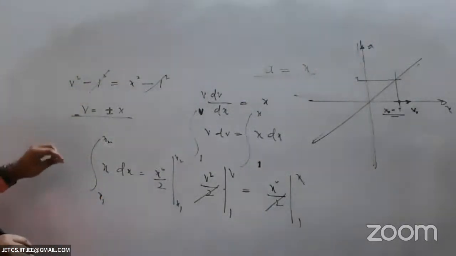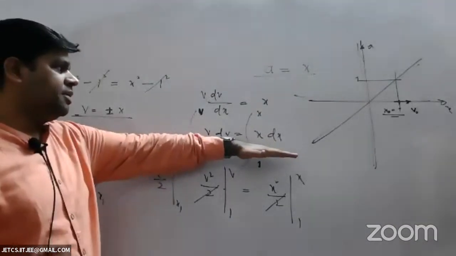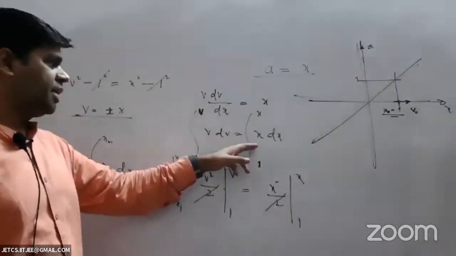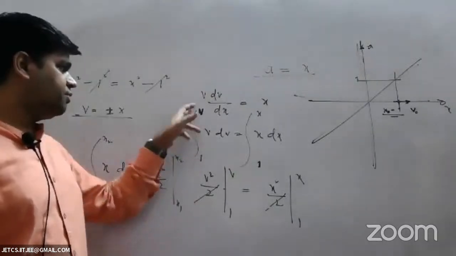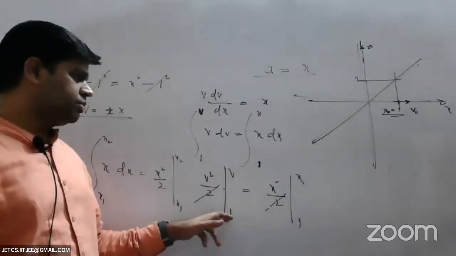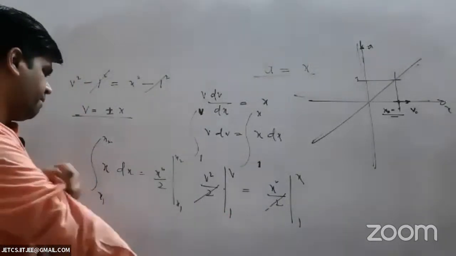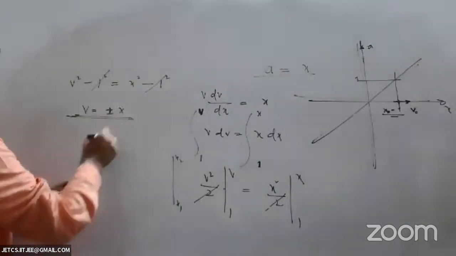All right. So in integration, I just used the formula. x dx is x square by 2, v dv is v square by 2, under limits v1 to v2, x1 to x2. Okay. Then I get v is equal to plus or minus x.